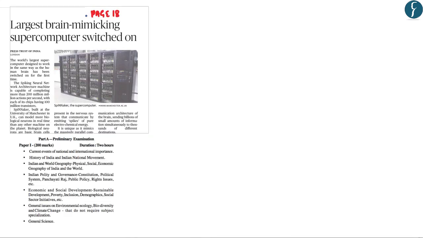Now the next article appears on page number 18. The title of the article is Largest Brain Mimicking Supercomputer Switched On. Now this particular article highlights that the world's largest supercomputer, which is designed to work in the same way as the human brain, has been switched on for the first time. So this particular article shall be important from the perspective of prelims under the subsection General Science.